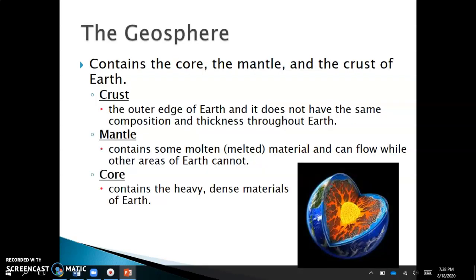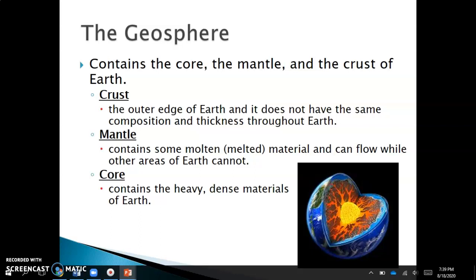The geosphere. So the geosphere contains the core, the mantle, and the crust of the Earth. And again, we will go deeper into each of these as we come up in these units. This is just a general overview. But the crust of our Earth is the outer edge, and it doesn't have the same composition and thickness throughout. So in certain places it can be a little bit thicker, and other places it can be thinner. But the crust is what we stand on.